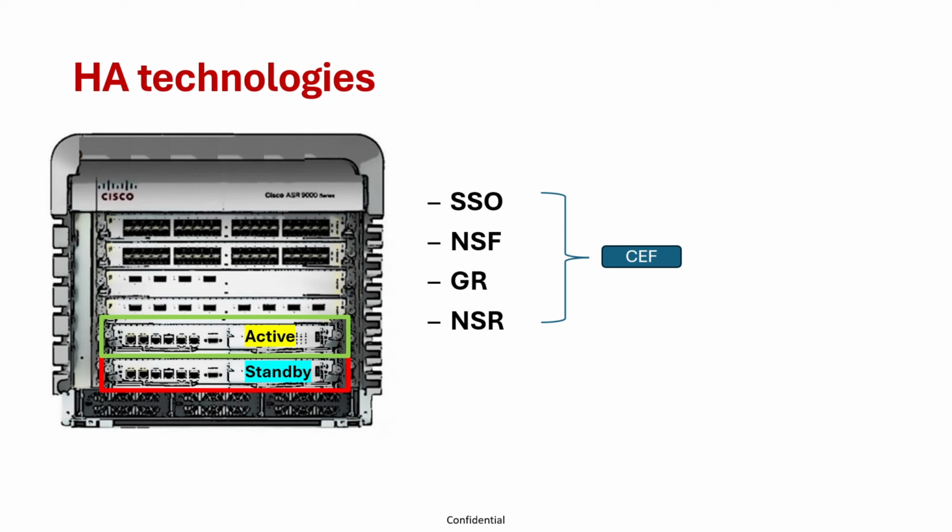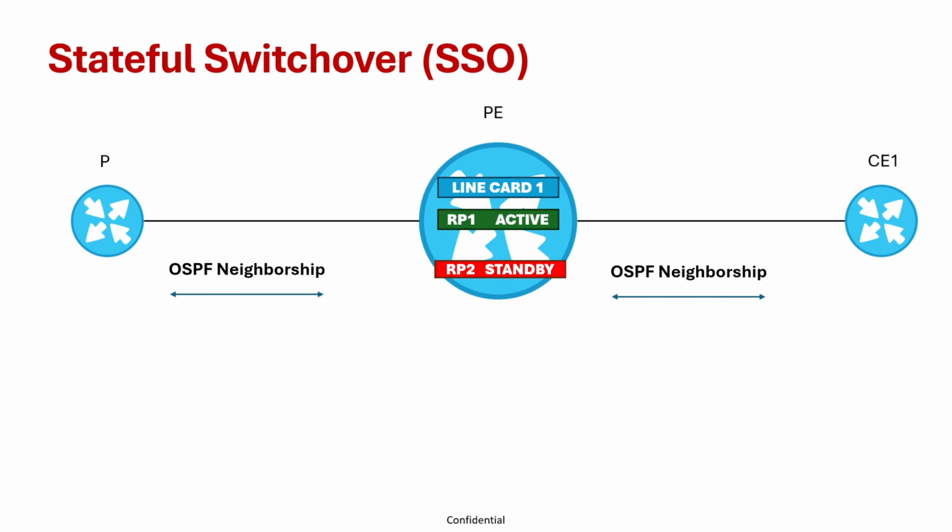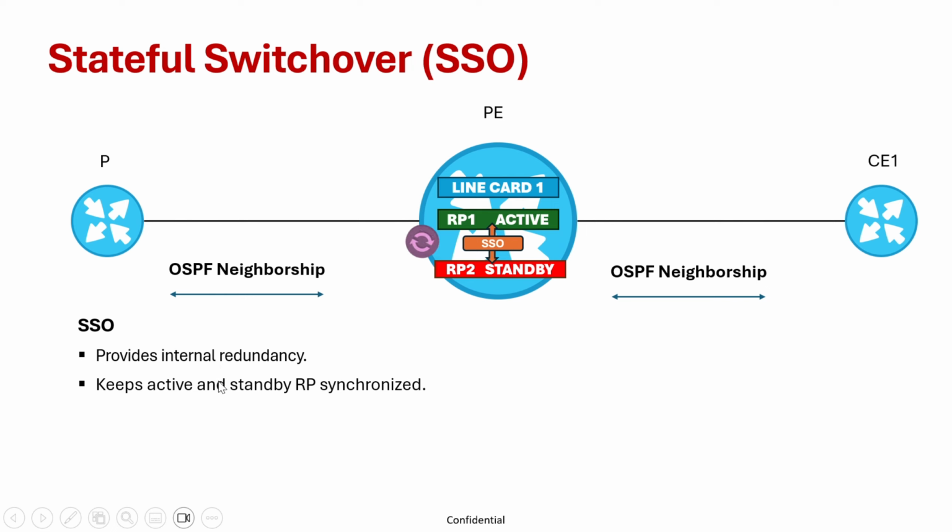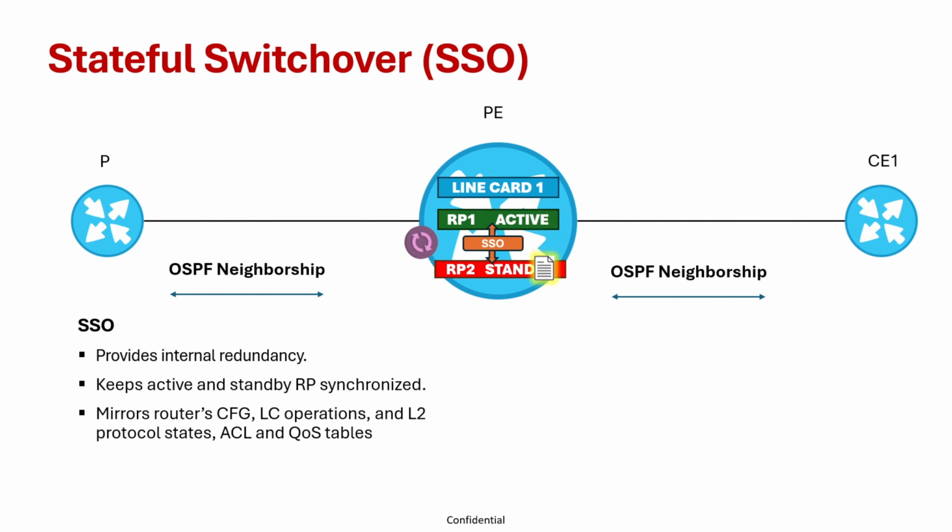Let's look at these technologies one by one. So what is SSO? SSO, also known as Stateful Switchover, is a feature that provides internal redundancy within a router or switch with dual RPs. SSO keeps the active and standby RP synchronized, and this ensures that the router's configuration, line card operation, layer 2 protocol states, ACL, QoS tables are mirrored from the active RP to the standby RP. And the process of mirroring this information between RPs is known as checkpointing.